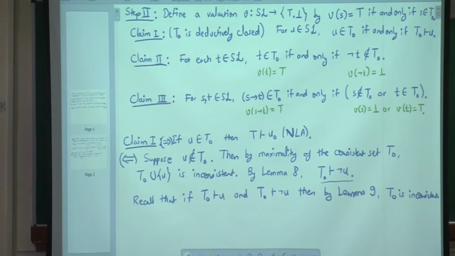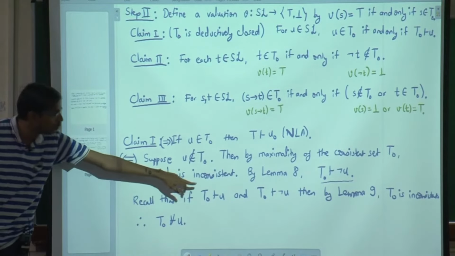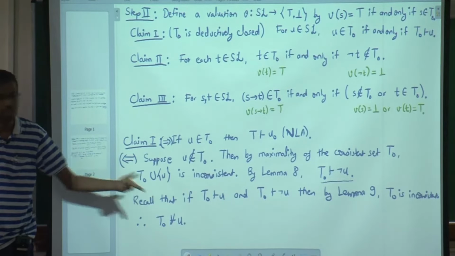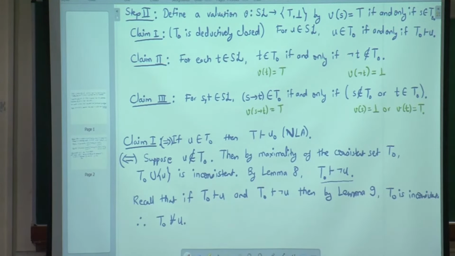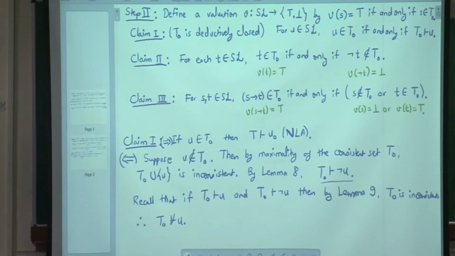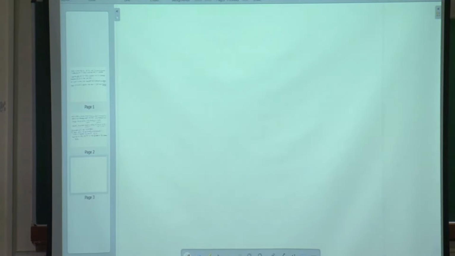So therefore T naught doesn't prove U. If these two things are true, then T naught will be inconsistent. One of them we know is true, so the second one has to be false. So therefore T naught doesn't prove U, and that's precisely what we wanted to show. U was assumed to be not in T naught, and then we showed that there is no proof of U from T naught. So claim 1 is done. Whatever you can prove already belongs. It's deductively closed. Now let us try to prove claim 2. So claim 2.